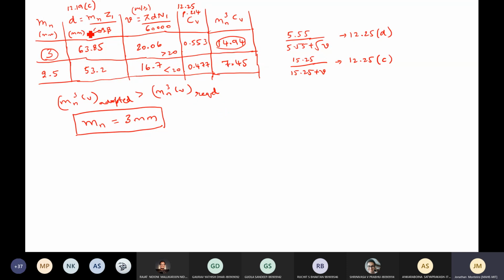D1 is okay. I can write here D1 itself. So D1 is 63.85 mm. D2 is 3 times D1 because the ratio is 3:1. So it is 191.55 mm. B value was 15 times of Mn. So that is why 15 into 3, 45 mm.